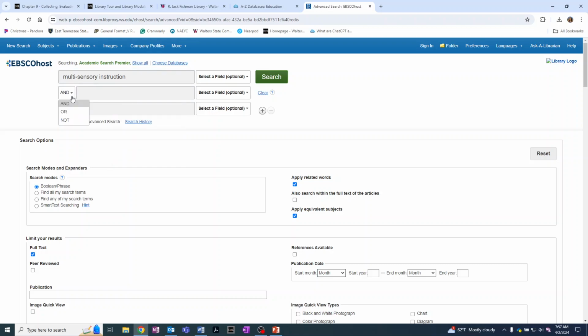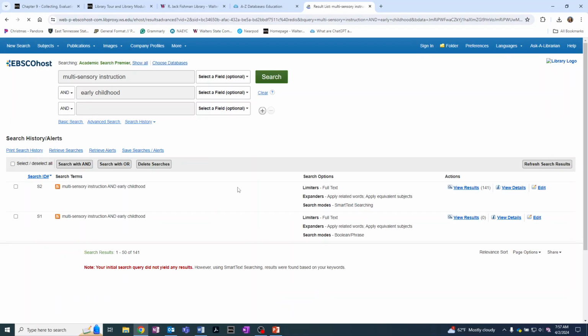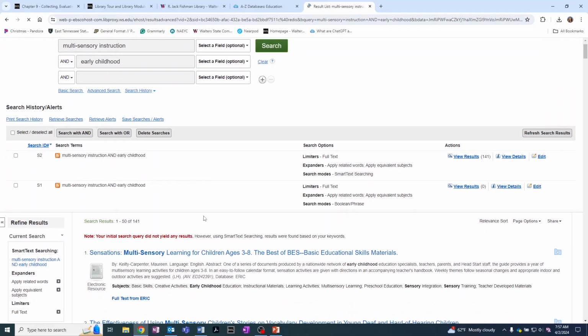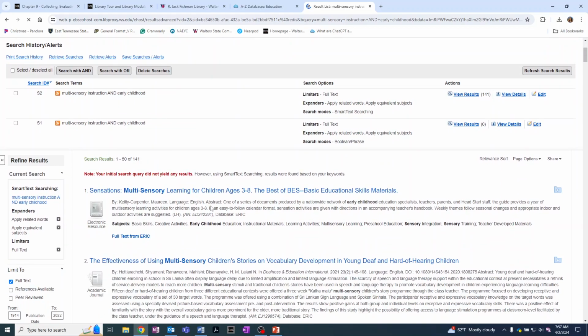So here you can do and, or, not. I always keep it on and, and I'm going to put early childhood. So how would we use early childhood multisensory instruction? Then you can hit search. Okay, so you'll see here you have 141 results.